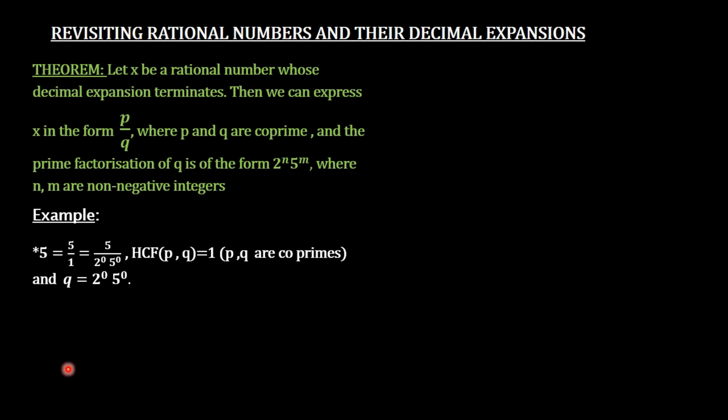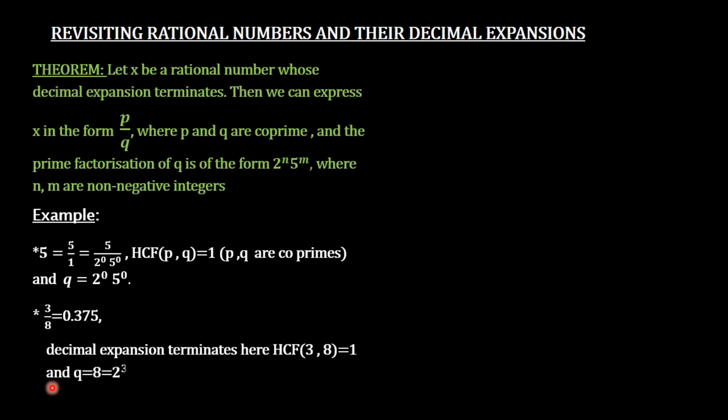Then what about the next one? 3 by 8. What is 3 by 8? 0.375. So we can represent it in the form p by q, that is 0.375 equals 3 by 8. Then what about the factorization of q? 8 equals 2 into 2 into 2, that is 2 cube, which is also of the form 2 cube into 5 raised to 0. Here also the condition is satisfied. Moving on to the next.